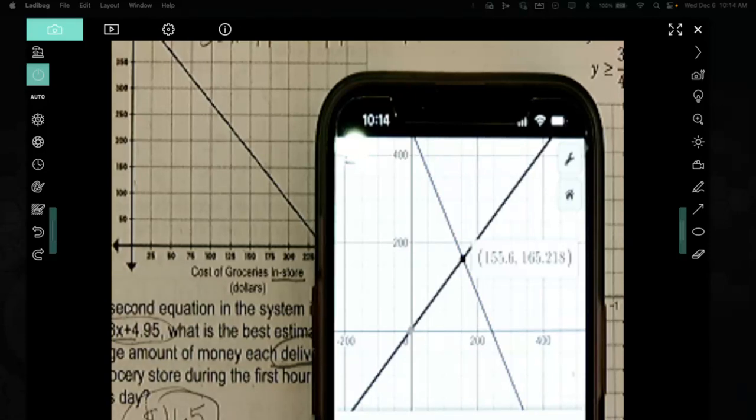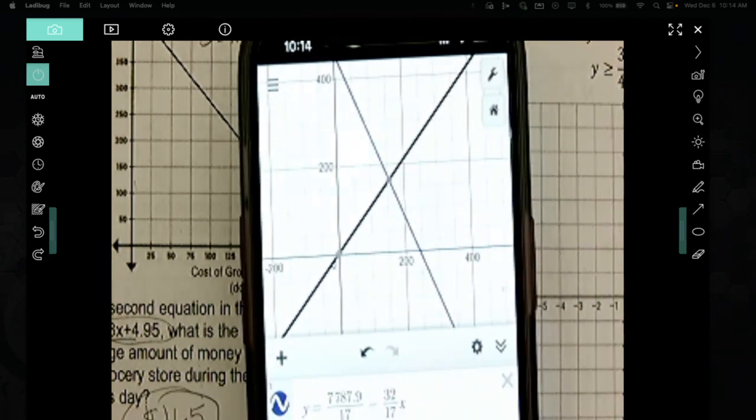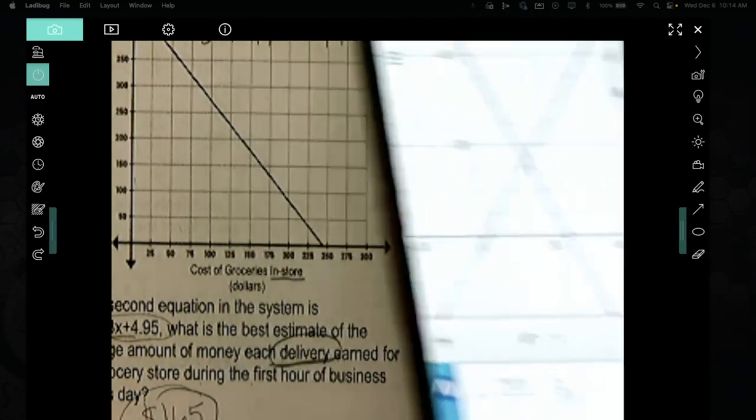So if you want to change everything to Y equals so you can graph it, that's fine. If you get some ugly fractions, don't change it to ugly decimals. Just leave it a fraction and it will do it just fine for you.